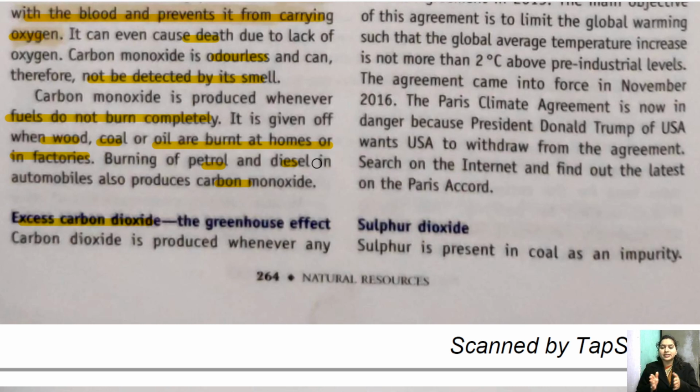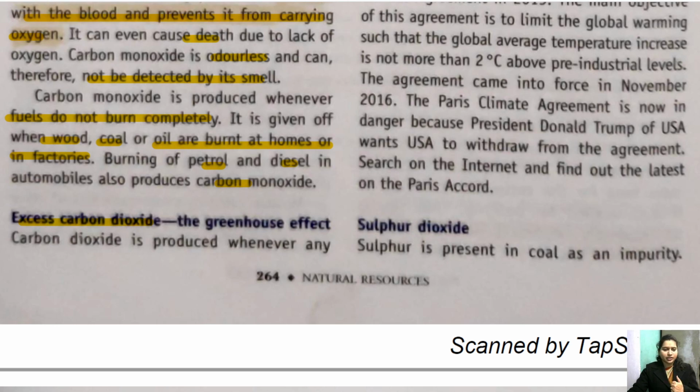What is global warming? Global is derived from the term globe. Globe matlab earth. Right? Warming matlab garam hona. Right? So globe का गर्म होना, that is earth का गर्म होना, that is increase in the temperature of the earth, which is because of the excess amount of carbon dioxide. But not only carbon dioxide is responsible for it, there are several other gases also that are responsible for increasing the temperature of the earth. Okay, these gases are called greenhouse gases.